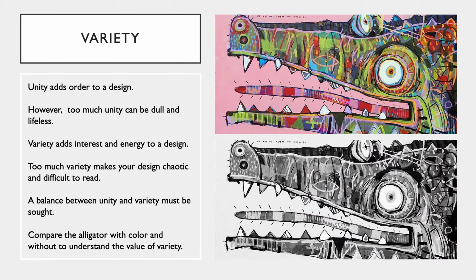Too much variety makes your design chaotic and difficult to read. And so you need to find a balance between unity and variety. For example, compare the alligator with color and without in order to understand the value of variety.